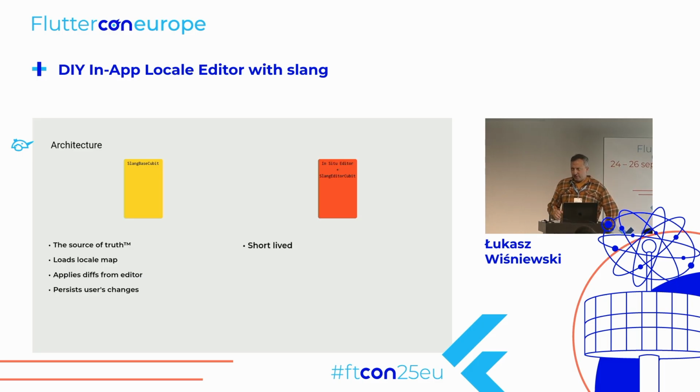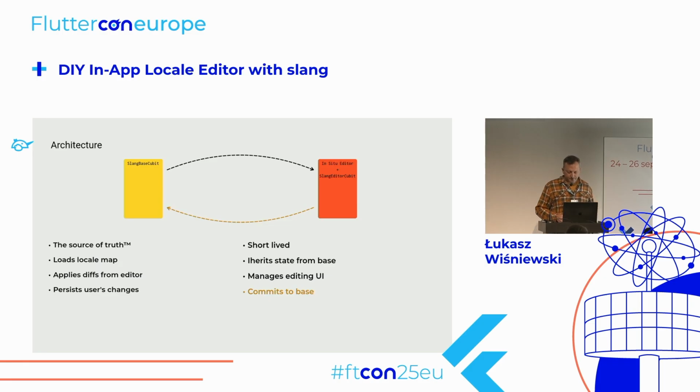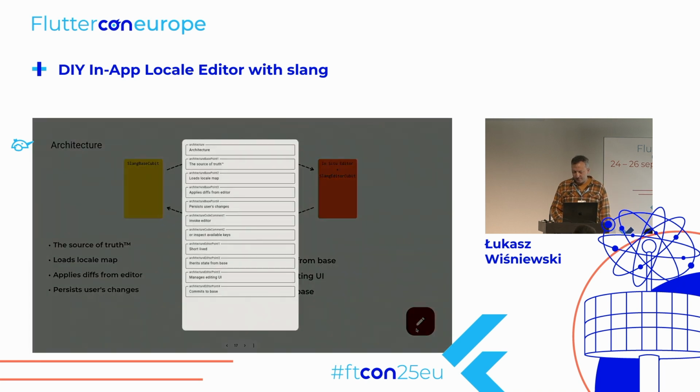For the editor part, you open it and close it rather quickly. So whenever you open it, you have the keys from the context. You get the latest value of the strings from the base. You let the translator change the translations within your app, and then you put it all back. And yeah, don't forget to put some entry point to the editor, like this button here.